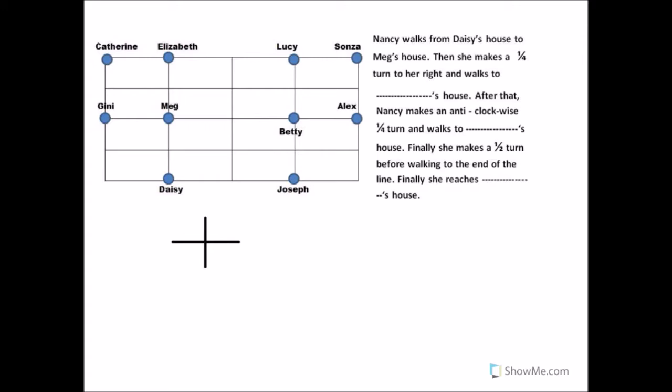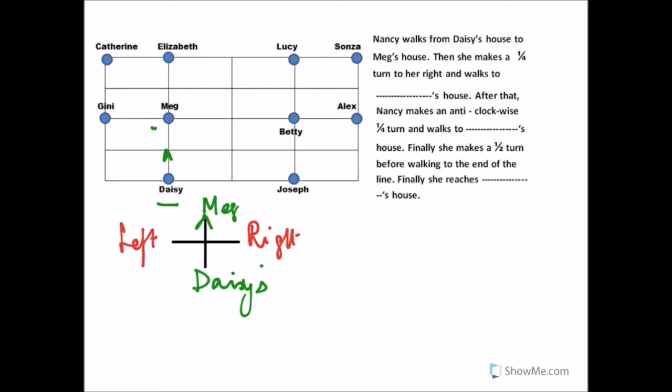So, Nancy starts walking from Daisy's house to Meg's house. This is Daisy's house and she reaches Meg's house. So, she starts walking in this straight line. So, straight path she keeps walking, and when she reaches Meg's house, this is Daisy's house and this is Meg's house. So once she reaches Meg's house, she makes a 1/4 turn to her right. So on reaching Meg's house, this is her right and this is her left. So she turns towards her right.